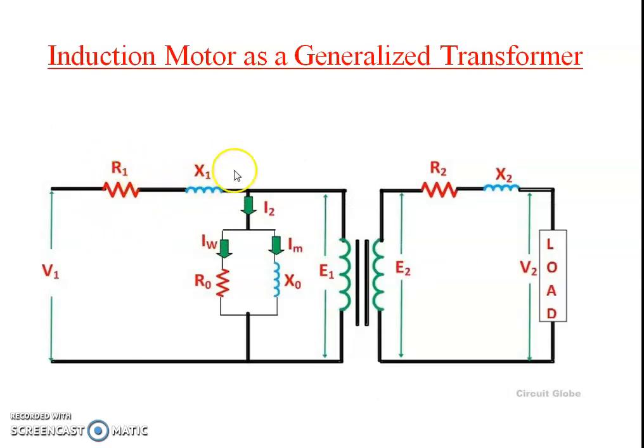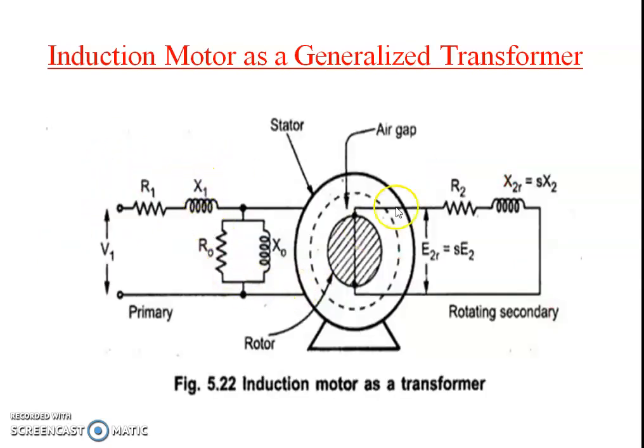Just as the primary had R1 and X1, similarly for this induction motor the stator winding has R1, which is a resistance, and X1, which is a reactance. Again here R0 and X0 mean the no load resistance of the induction motor, or simply the no load resistance of the primary side, the stator winding of the induction motor. So X0 indicates the no load reactance of the induction motor.